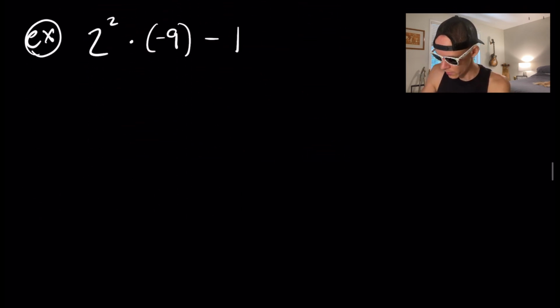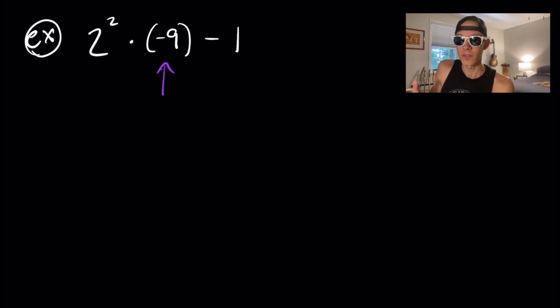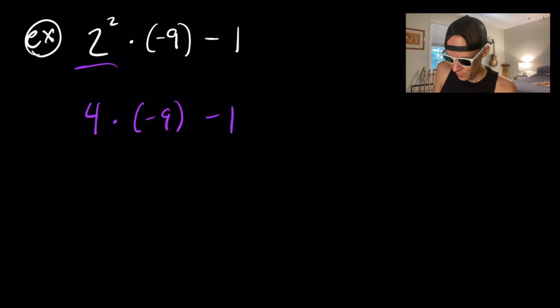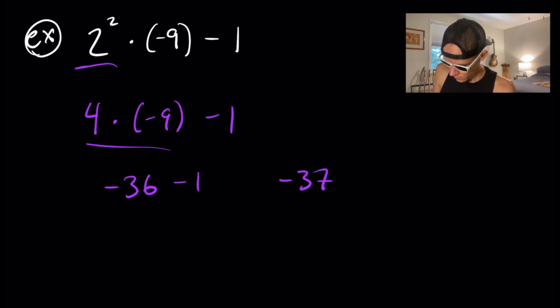All right, next one here, 2 squared times negative 9 minus 1. So even though there's parentheses, there's nothing inside. It's just a negative number. Again, you use parentheses sometimes to contain negative numbers. So don't need to do anything in there, but I'll do this exponent first. So 2 squared is 2 times 2, which is 4, times negative 9 and then minus 1. I'll do the multiplication. So 4 times negative 9. 4 times 9 is 36, but 4 times negative 9 is going to be negative 36, and then minus 1, which is going to give us negative 37.